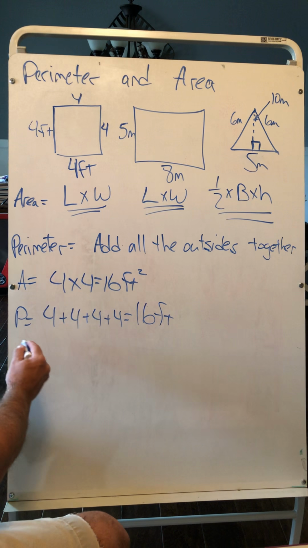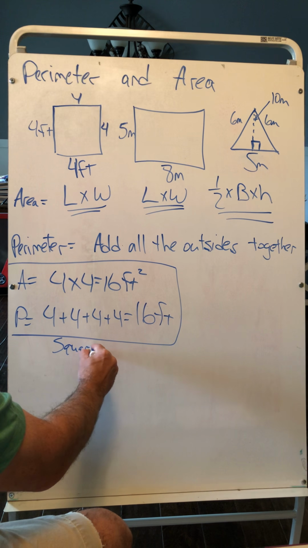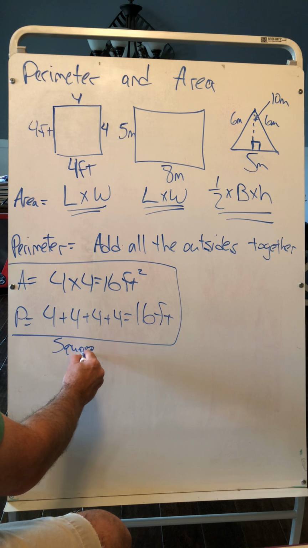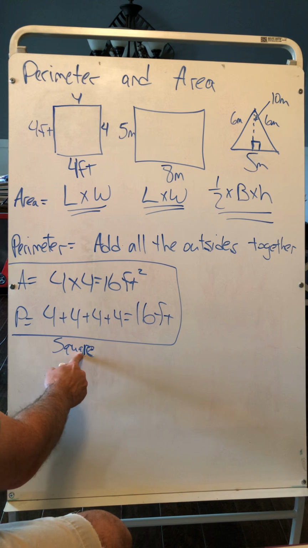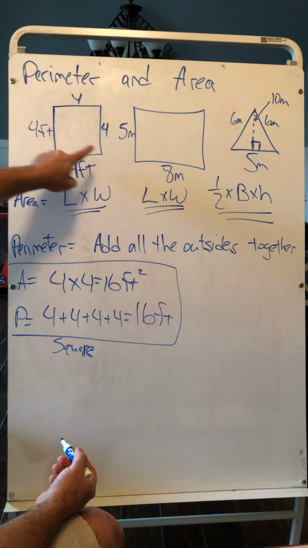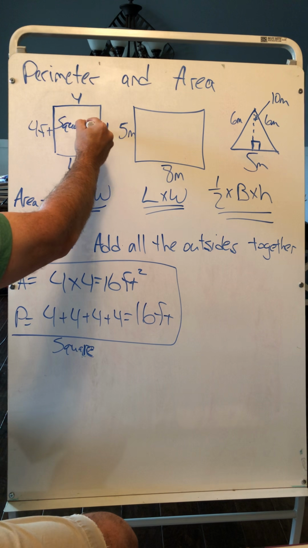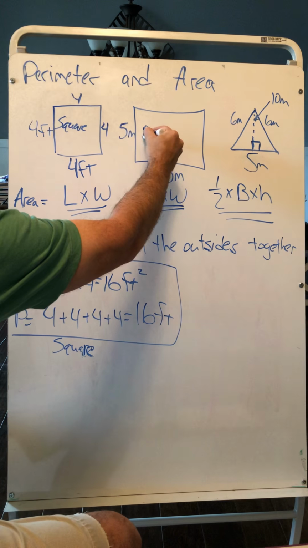So for my square, this is the square. We have our area and perimeter. That's our square. This is our rectangle, so let's write square, and this is rectangle.